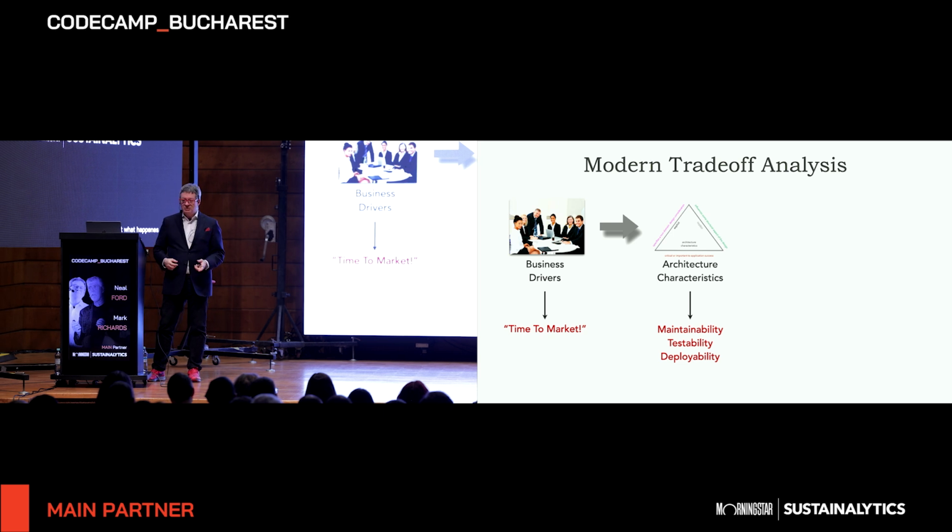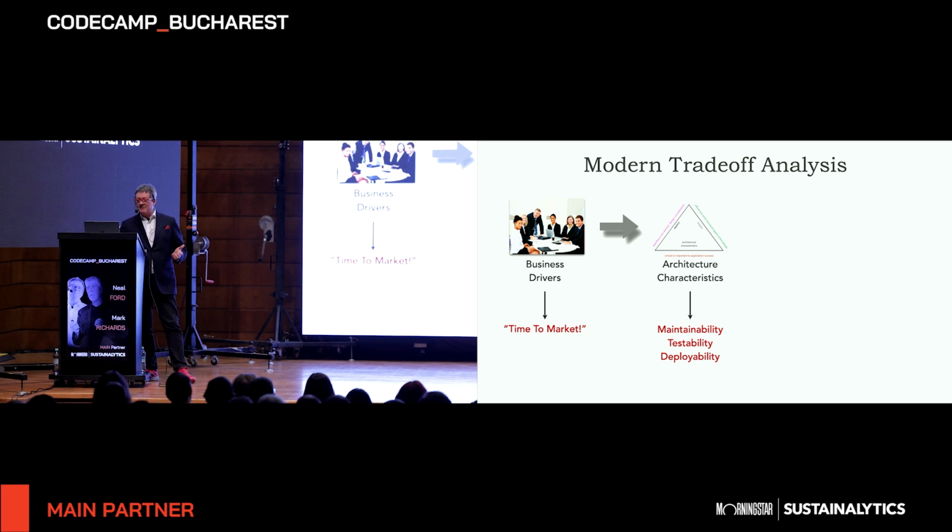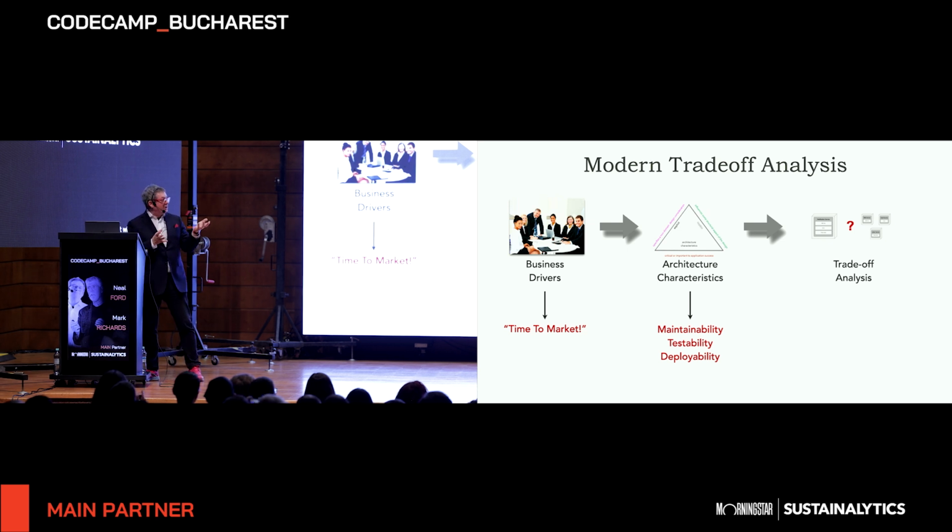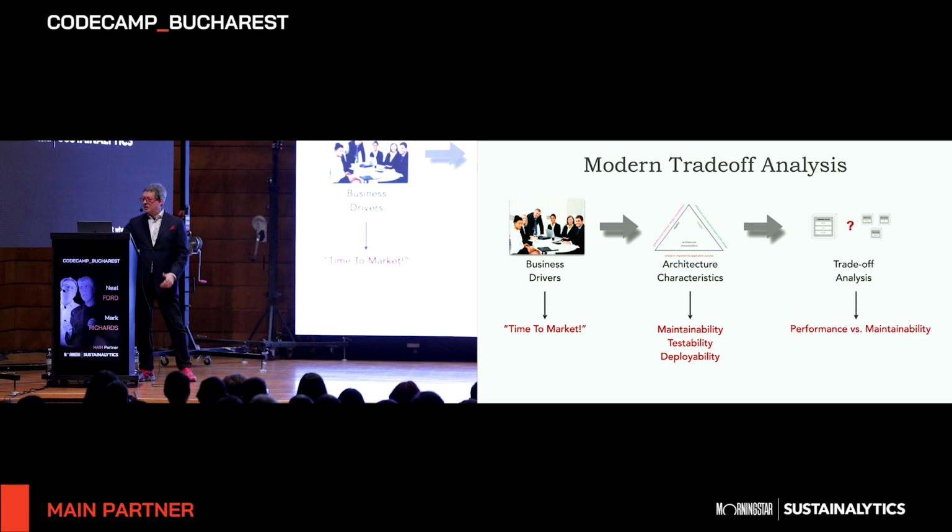Same for testability and deployability, which are really the essence of agile software development. Now that we know what the business drivers are translated into our terms, now we can do the formal trade-off analysis to figure out what the pros and cons are, and reach a trade-off decision. In this case, it's really performance versus maintainability. One gives me better performance, the other gives me better maintainability.